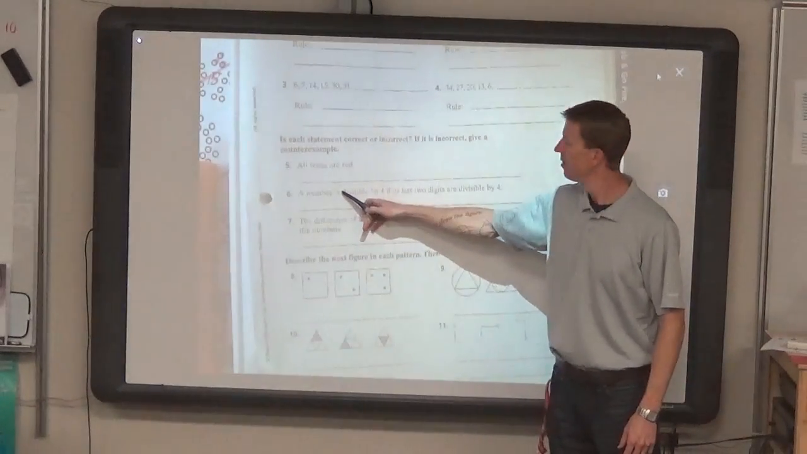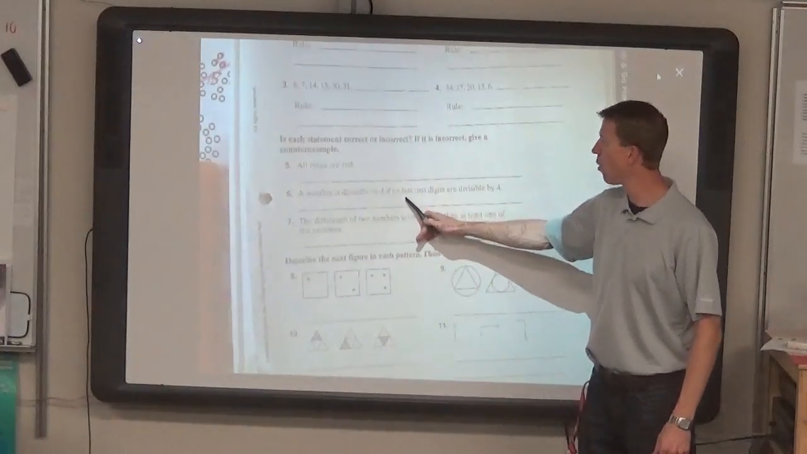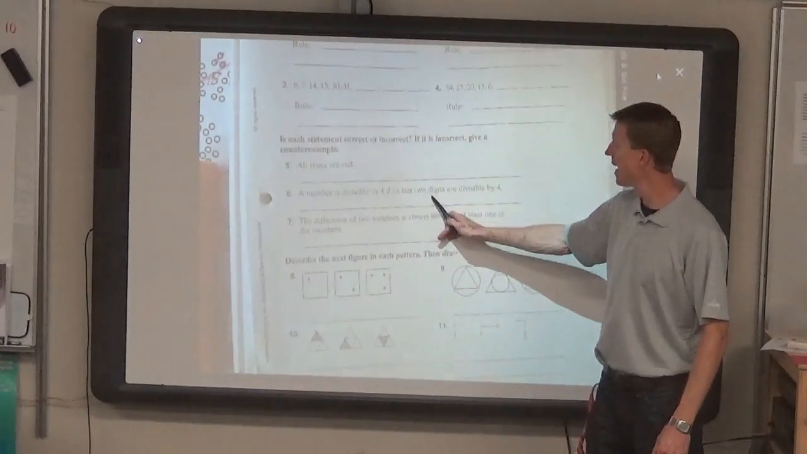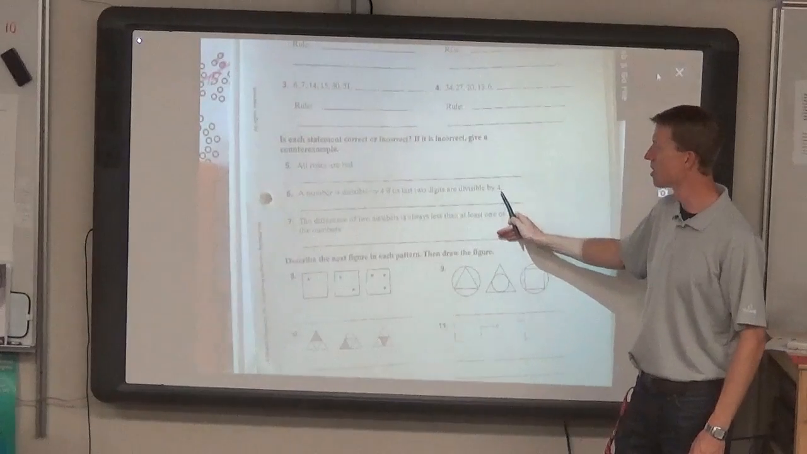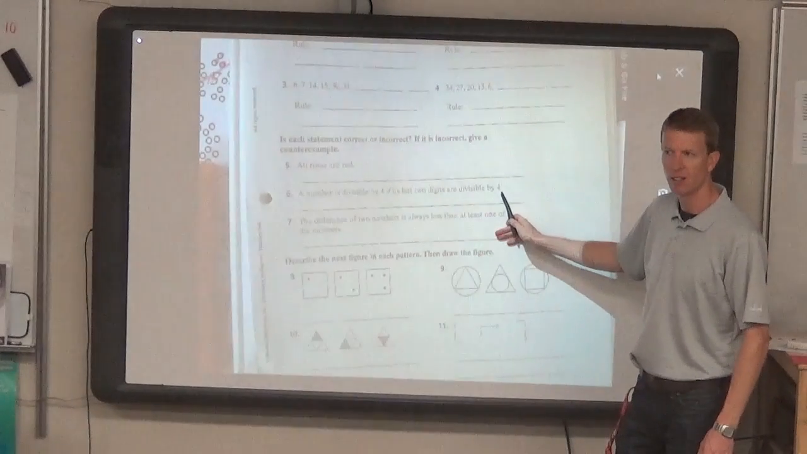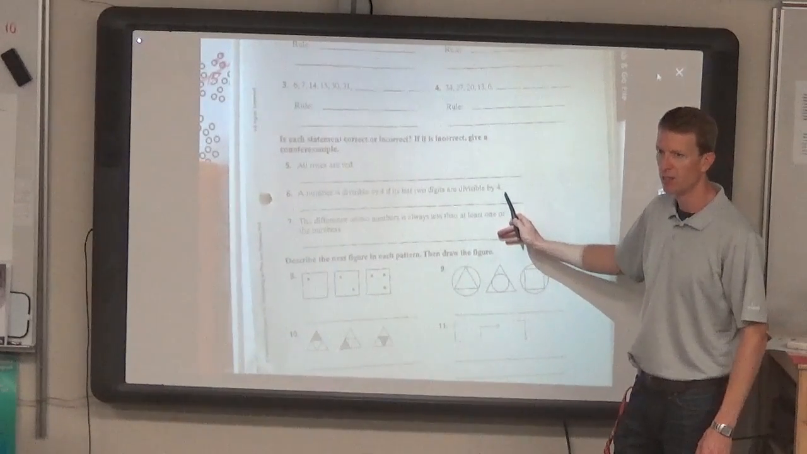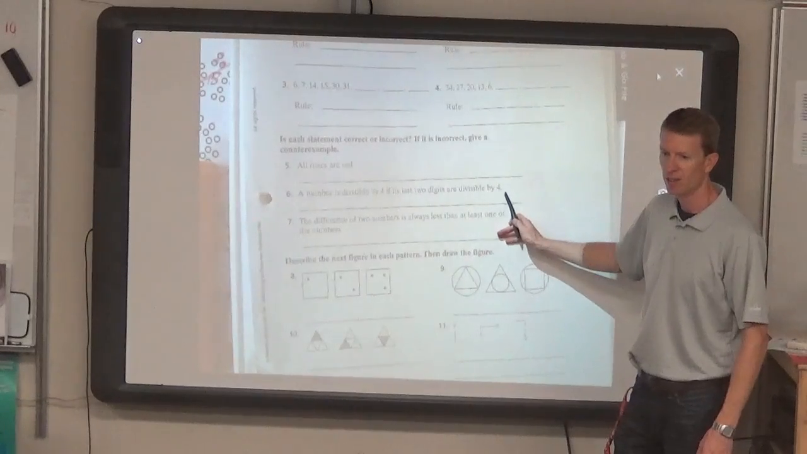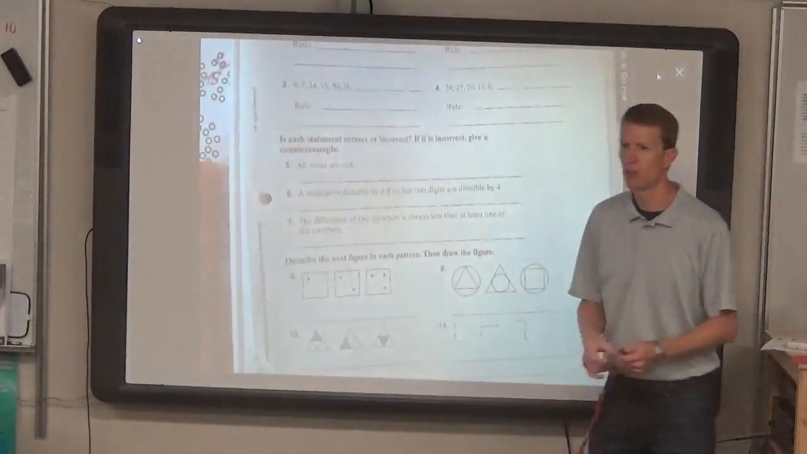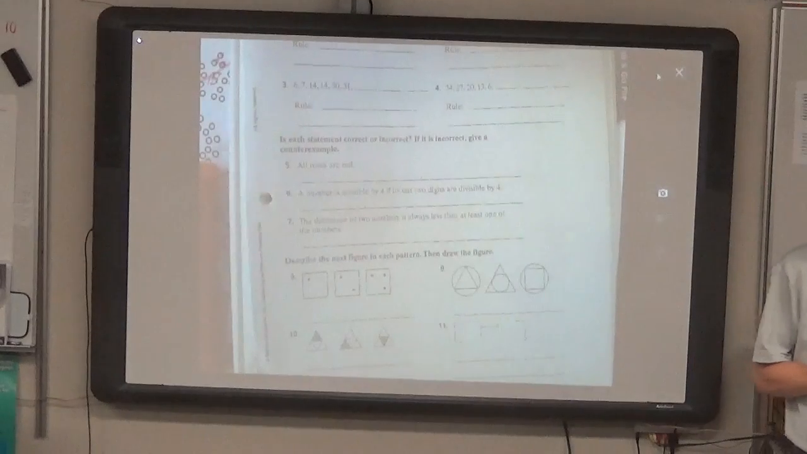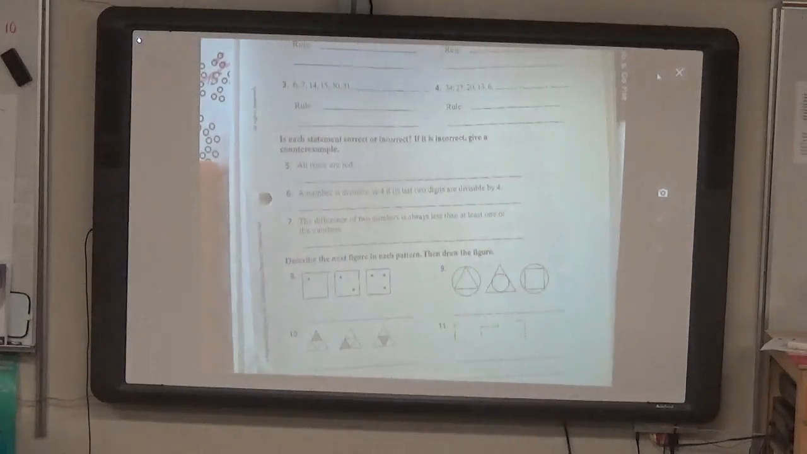A number is divisible by 4 if the last 2 digits are divisible by 4. If the last 2 digits are divisible by 4, then the number is divisible by 4. So we have to start with a 2-digit number and check whether or not this is a true statement.